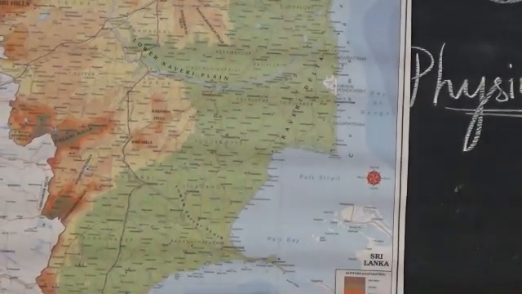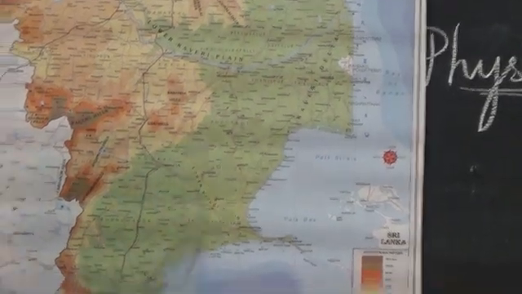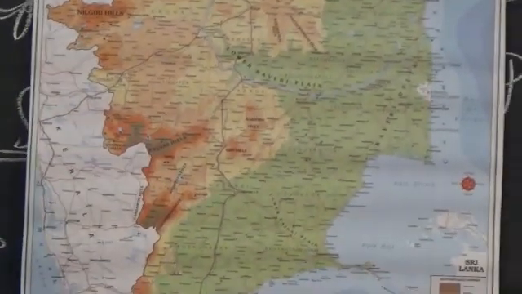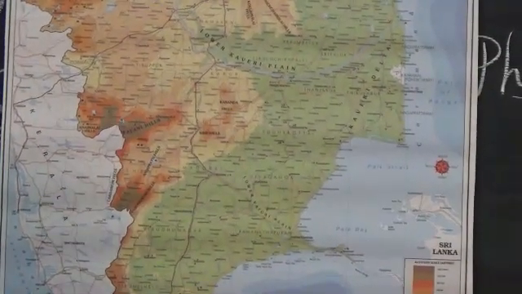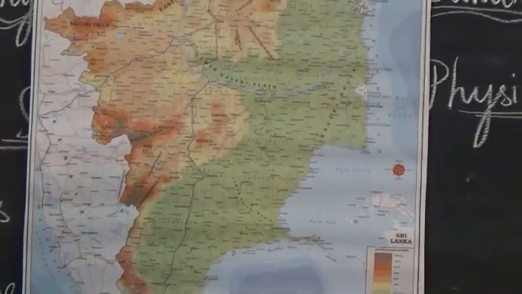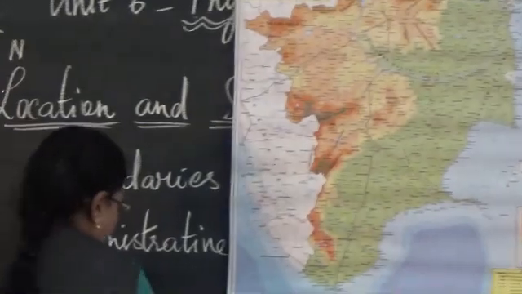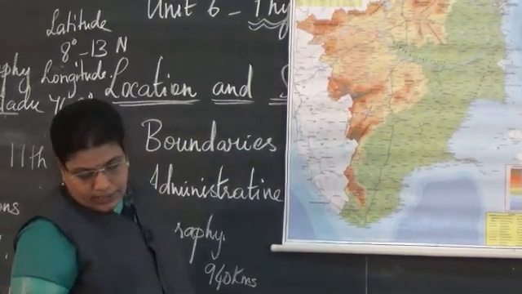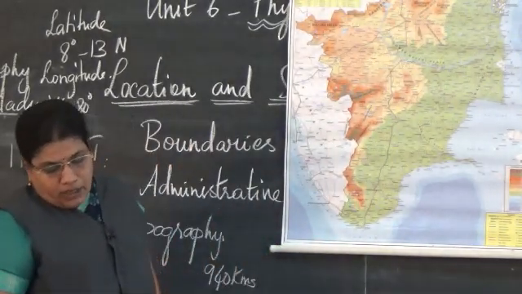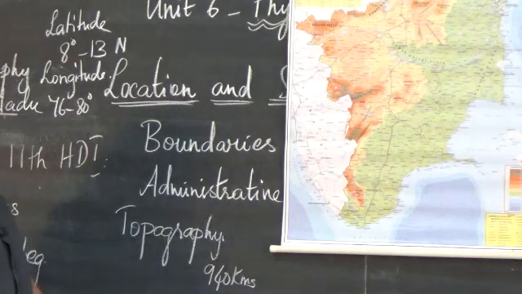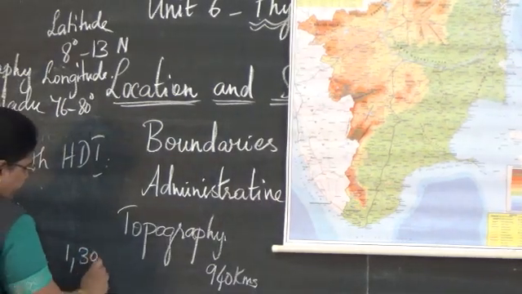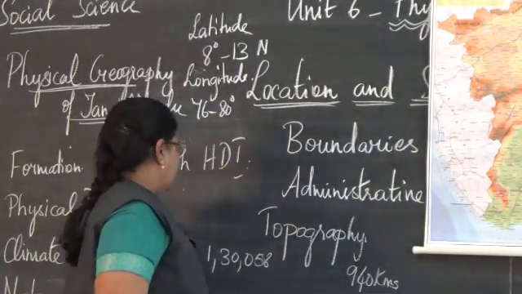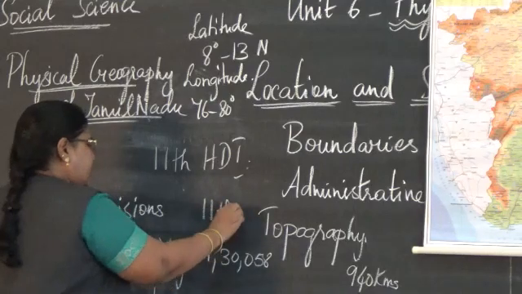And India has a very good coastline. Tamil Nadu, located in the southernmost tip, also has a very good coastline covering nearly 940 kilometers, next to Gujarat. The area of Tamil Nadu is nearly 1,30,058 square kilometers, and it is the 11th largest state in India.